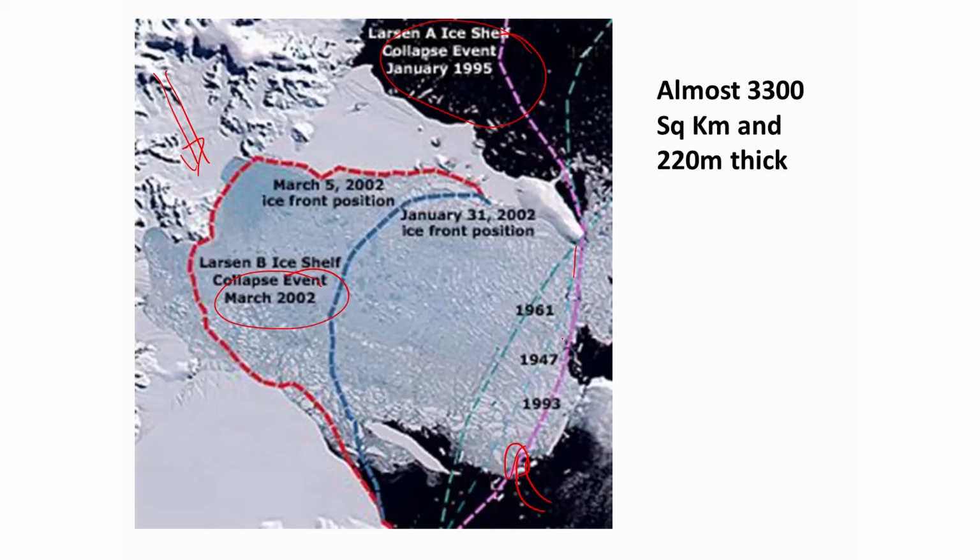So it had extended to here in '47, retreated a little in the 60s, went back in the 90s, kind of natural variability combined with some global warming already emerging. You can see that there was a dramatic retreat in 2002, and then it just broke off a huge chunk as large as the state of Rhode Island in the US, 220 meter thick ice shelf, area of 3,300 square kilometers, 3,250 or so, just broke off.